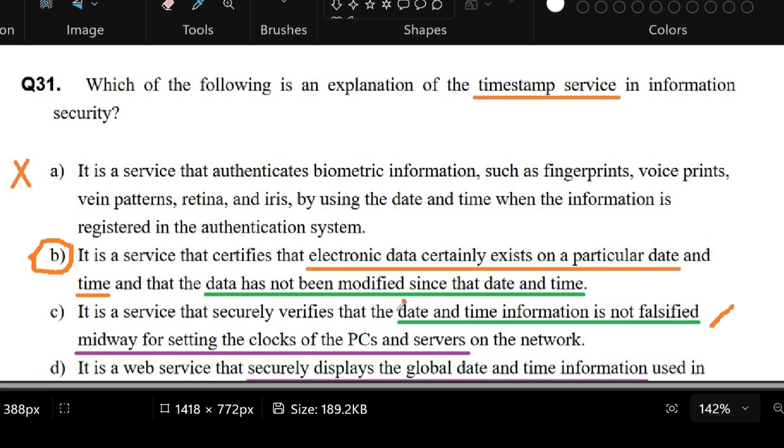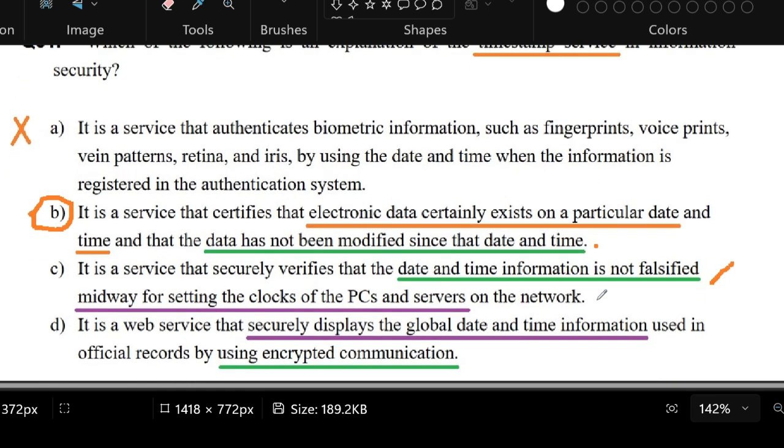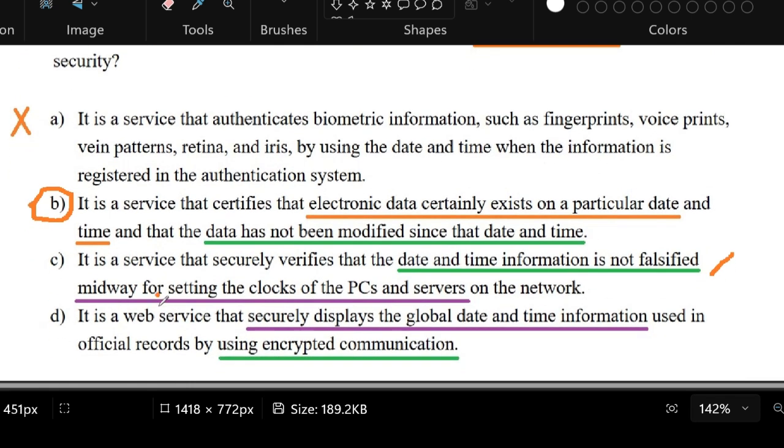So again, for letter B, we are using the timestamp service to certify that data is not modified, because we know that first it exists on a particular date and time, and we also know whether it was modified since that date and time. Okay, so letter C, what we have is that it's saying that it's supposed to be a service that securely verifies that the date and time information is not falsified.